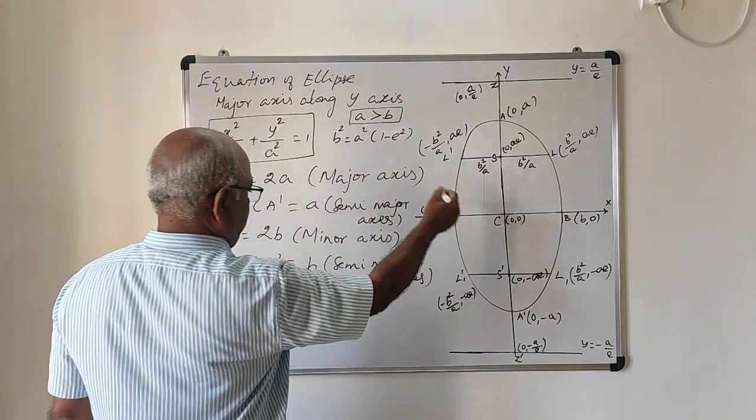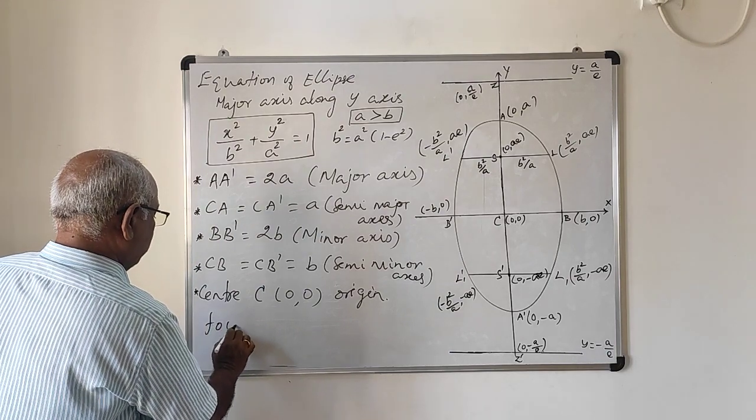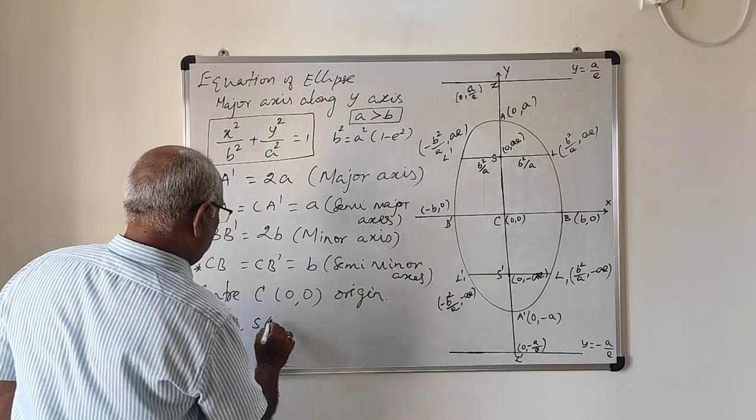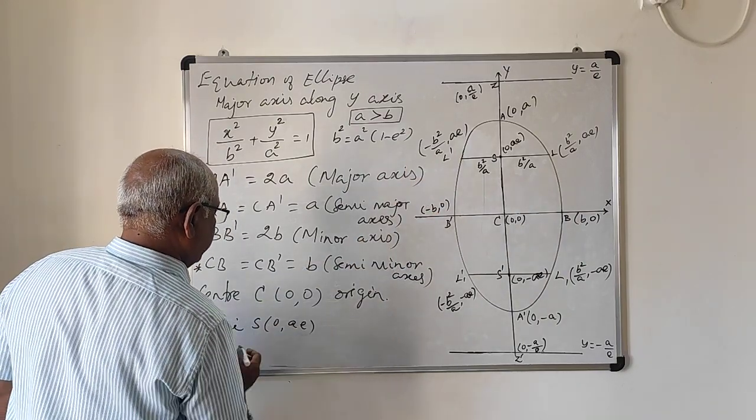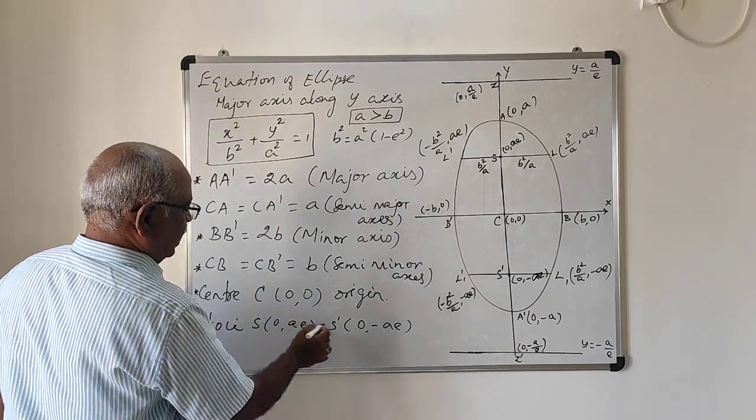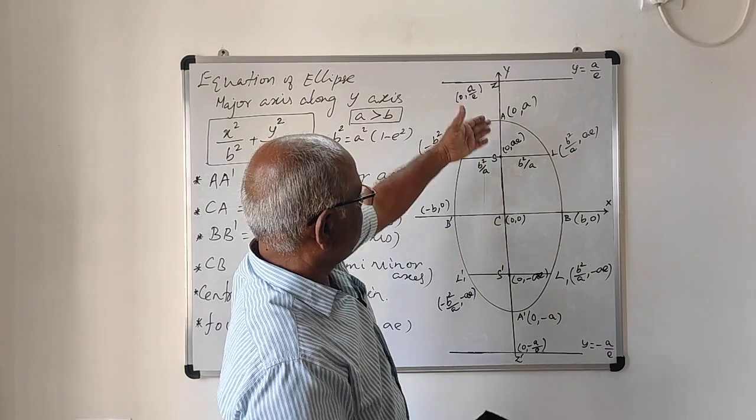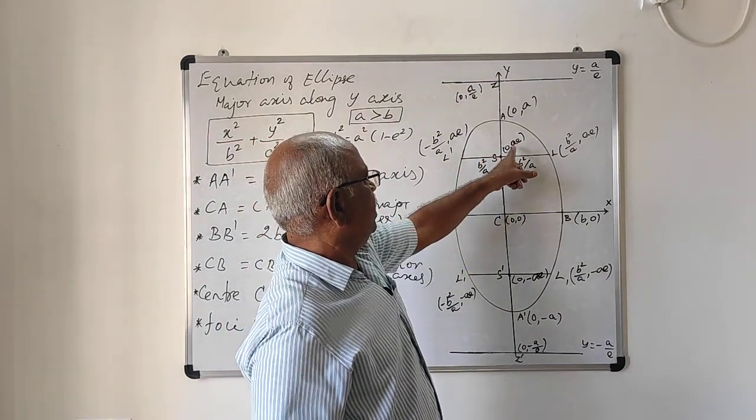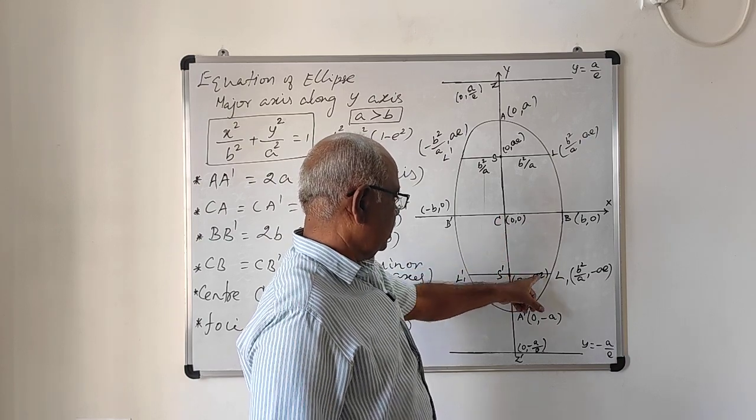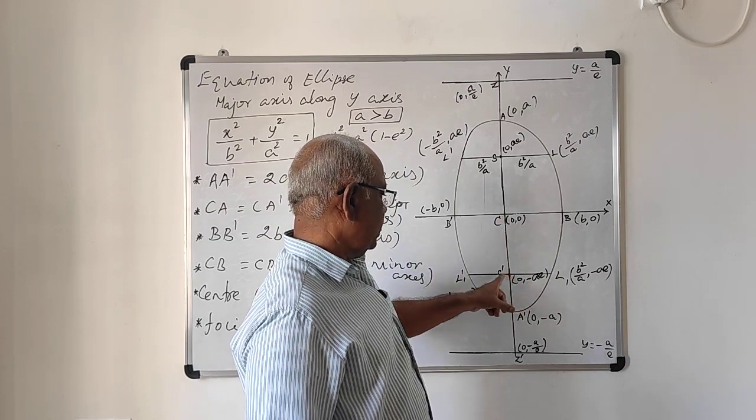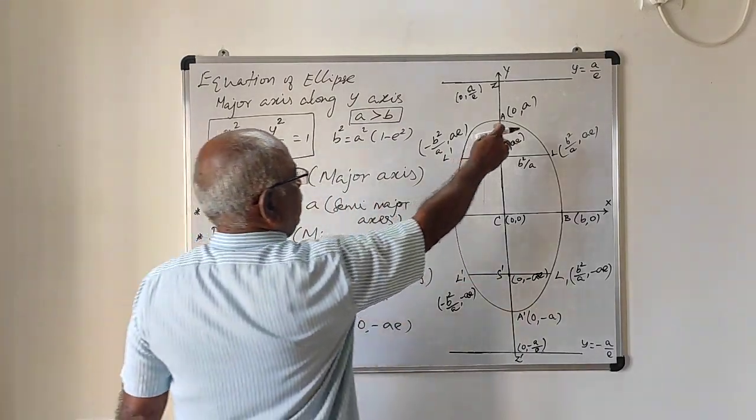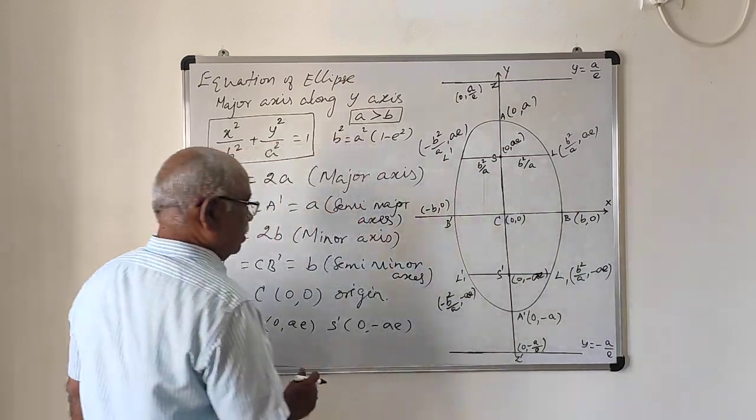S and S' are the foci of the ellipse. Two foci we have, S and S'. This is along the y-axis, therefore S is (0, ae) and S' is (0, minus ae). The focus is along the y-axis, therefore the foci are S (0, ae) and S' (0, minus ae).